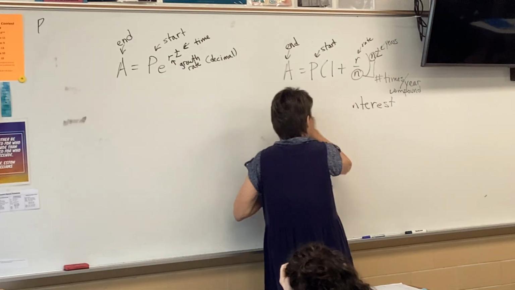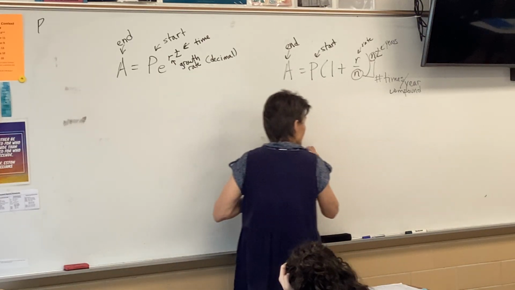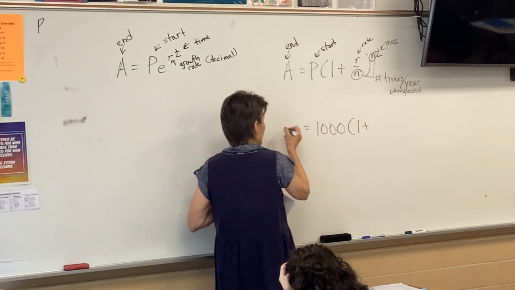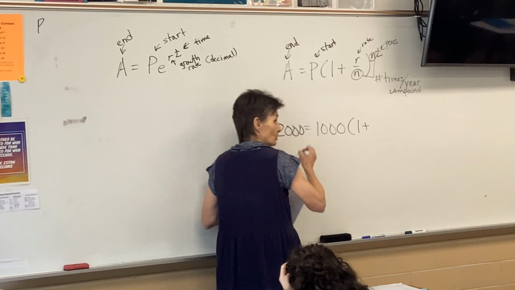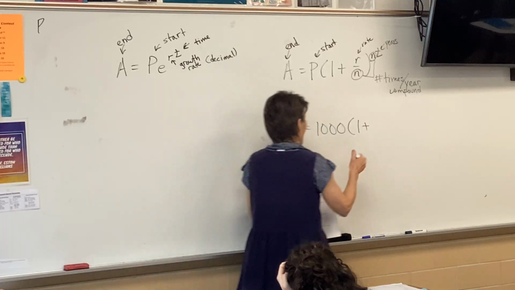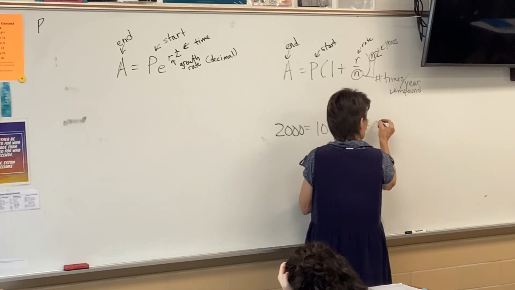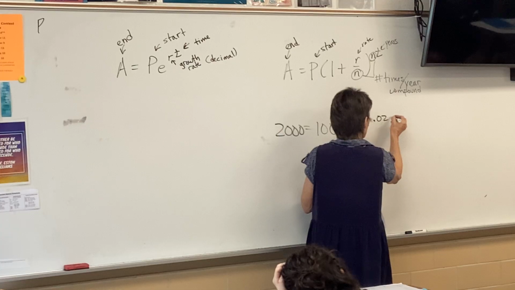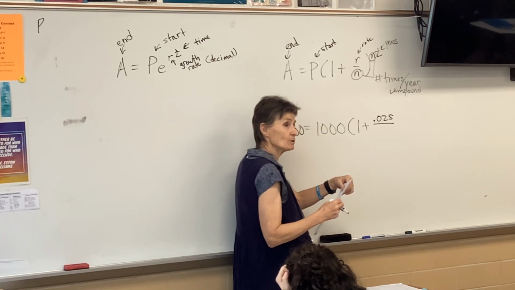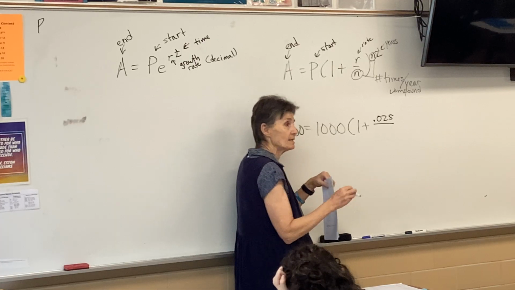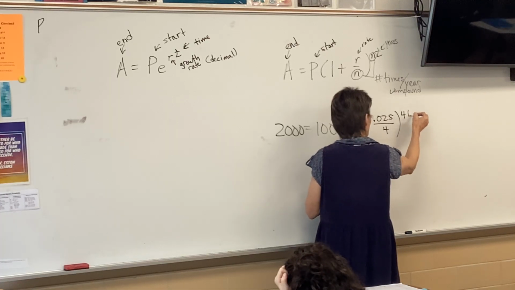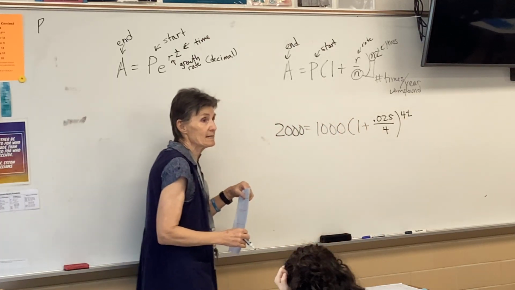I'm starting with 1,000, and it's going to double, so it's going to end up at 2,000. 1 plus my interest rate, 0.025. Compounded quarterly, so n is 4. And I don't know how long, so t is my variable.